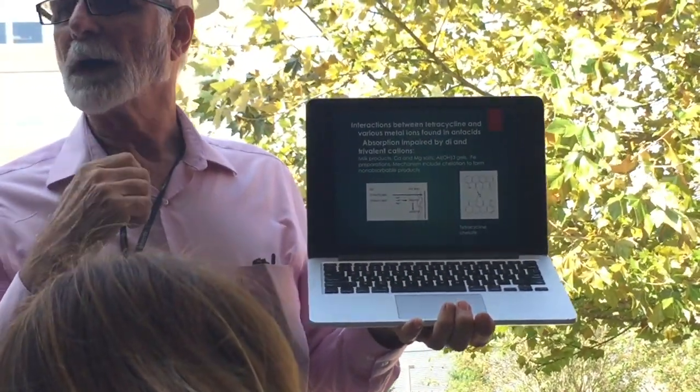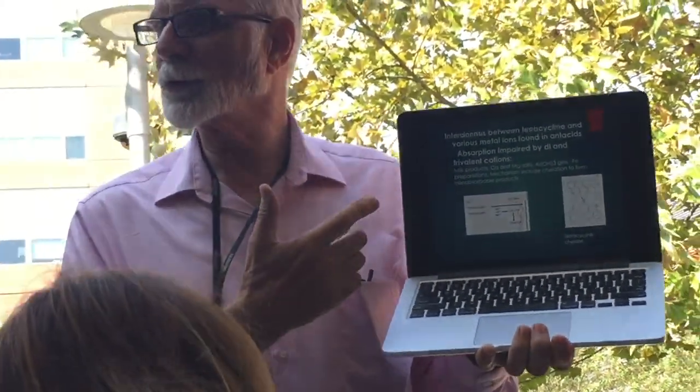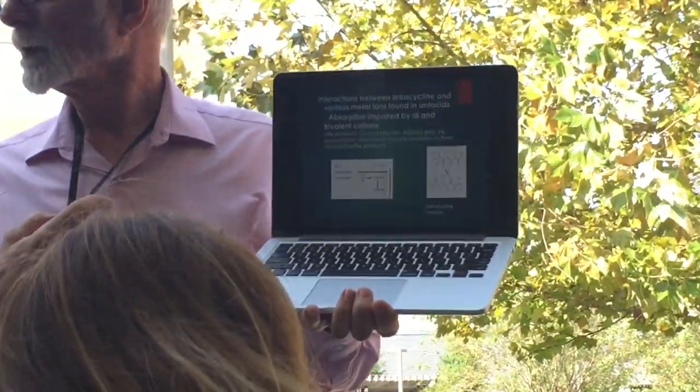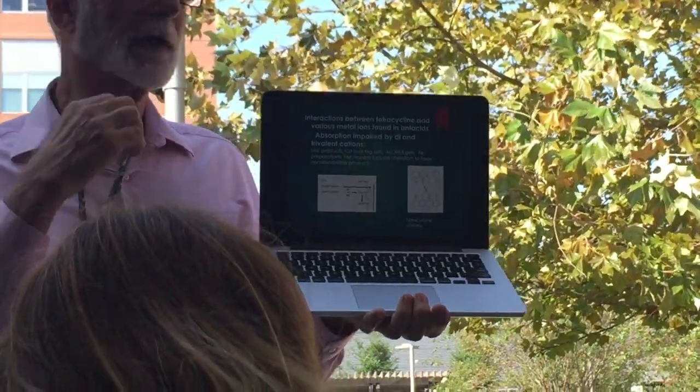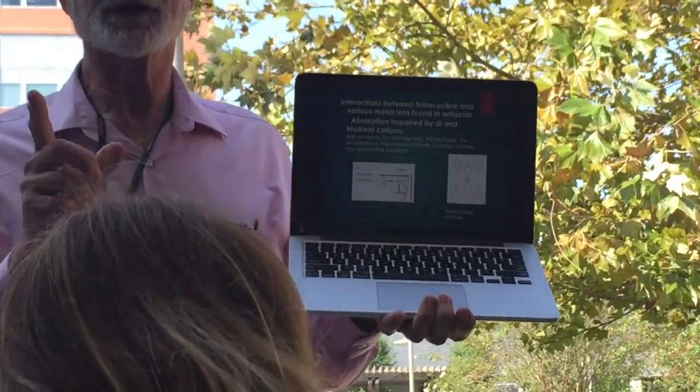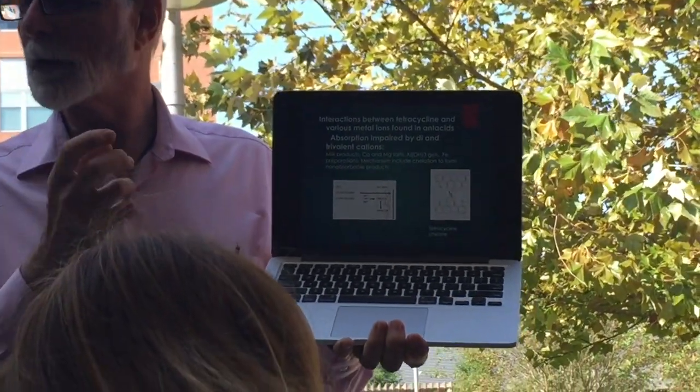Sometimes tetracyclines produce gastric irritation or nausea and vomiting. So you want to take it with an antacid? No, you can't do that because it will tie it all up and prevent it from being absorbed.